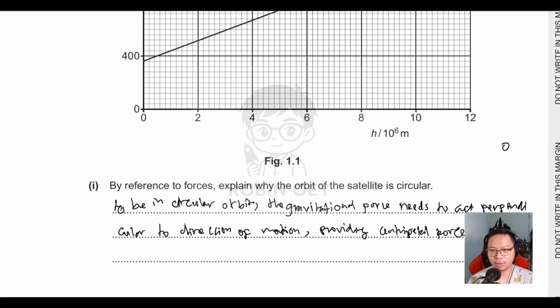So if we draw it, let's say the motion is going here, so the v going here, then the acceleration is always going to the center of the circle. That is how an object can stay in a circular motion. Okay, so that is it. Next.